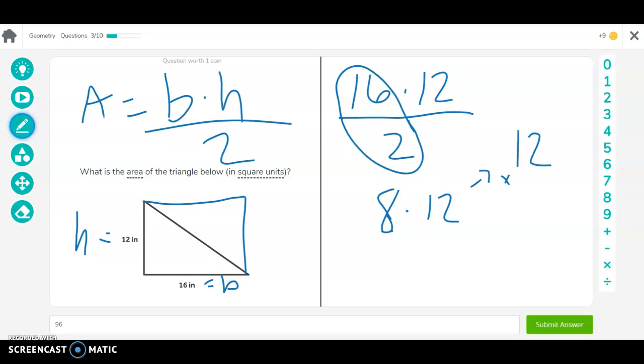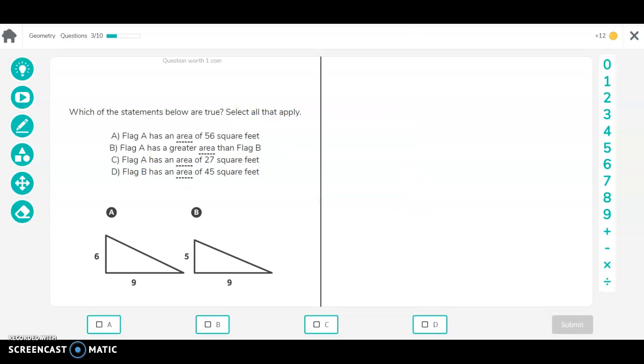We can do 12 times 8. So we get 8 times 2 is 16. Carry the 1. 8 times 1 is 8, plus the 1 is 9. And we get 96 inches squared. Okay, so submit that answer, and we are correct.